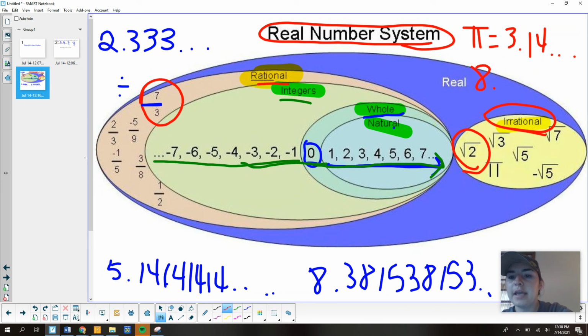Something like 8.1734516 going on and on forever, but not repeating in any capacity, is going to be an irrational number.